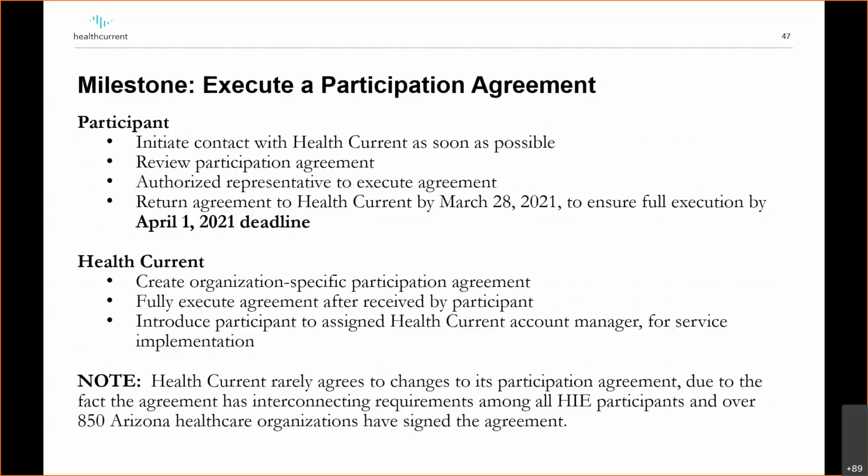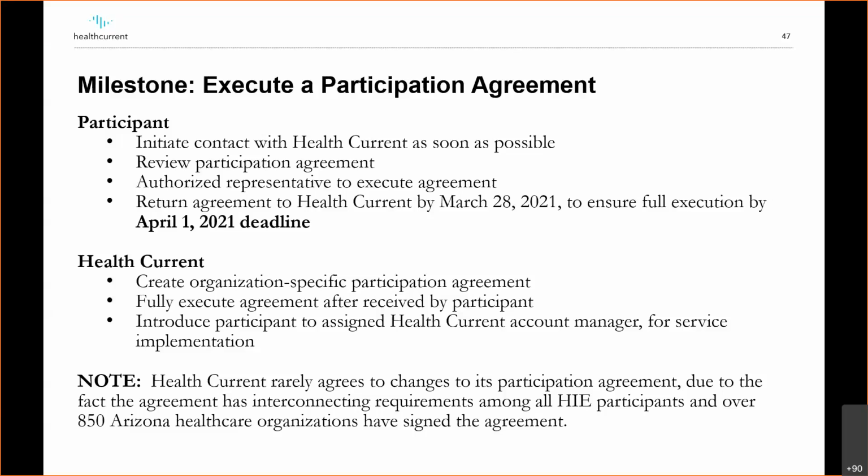So going through the roles and responsibilities and executing a participation agreement, again, make contact with us. We are trying to do as much outreach as we possibly can to the eligible provider types, but certainly if you can reach out to us first, that would be helpful. You will want to return the agreement to Health Current by March 28th to ensure that we are able to fully execute the agreement by the April 1st, 2021 deadline. And then from Health Current's perspective, we will also execute this agreement and get an account manager assigned to you to begin your project.